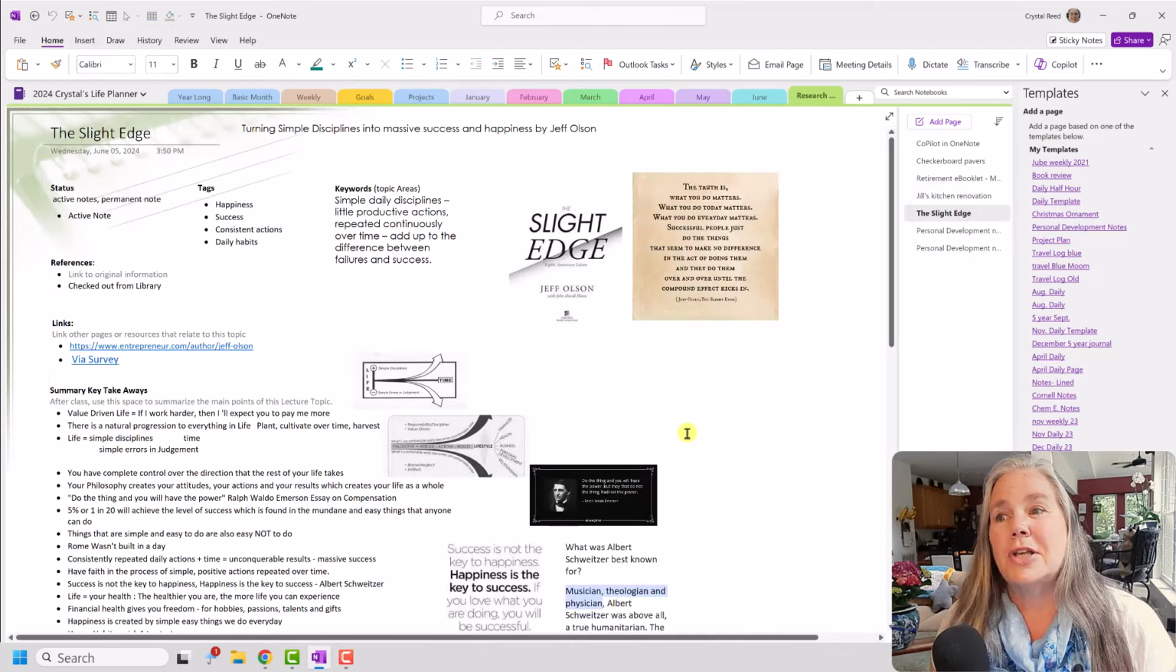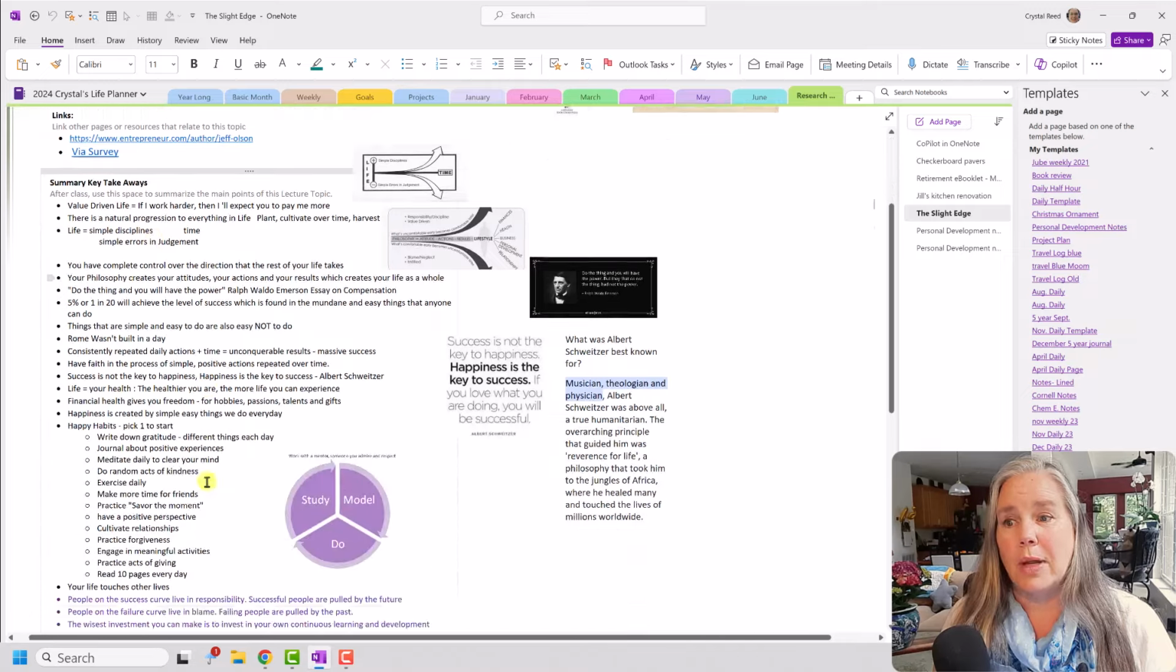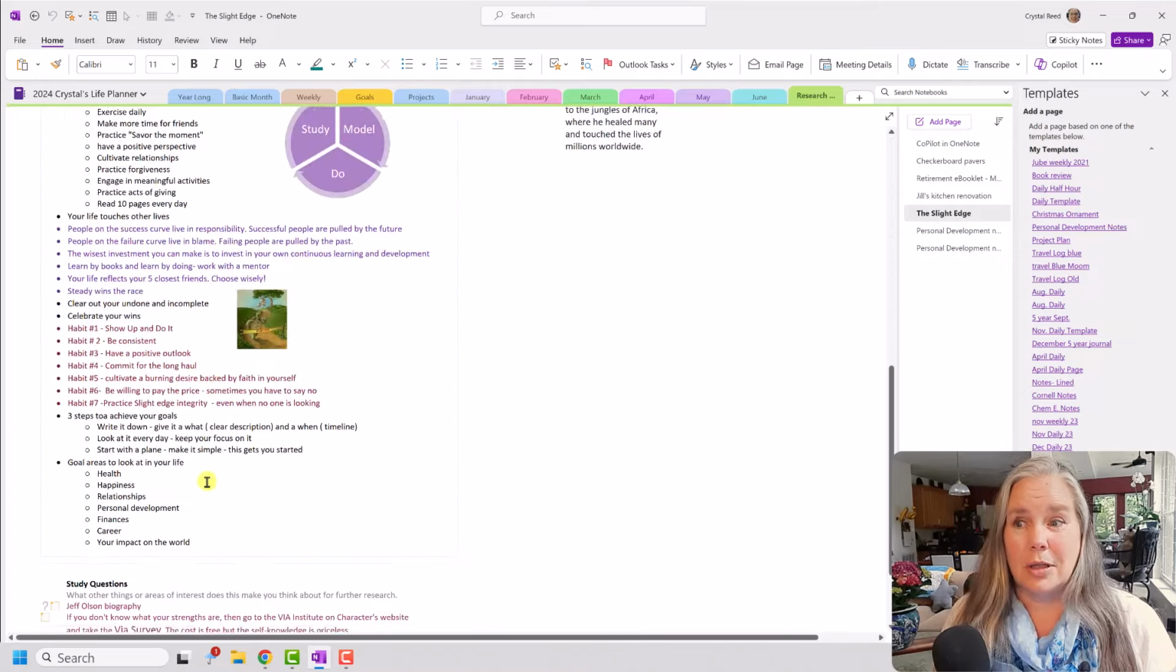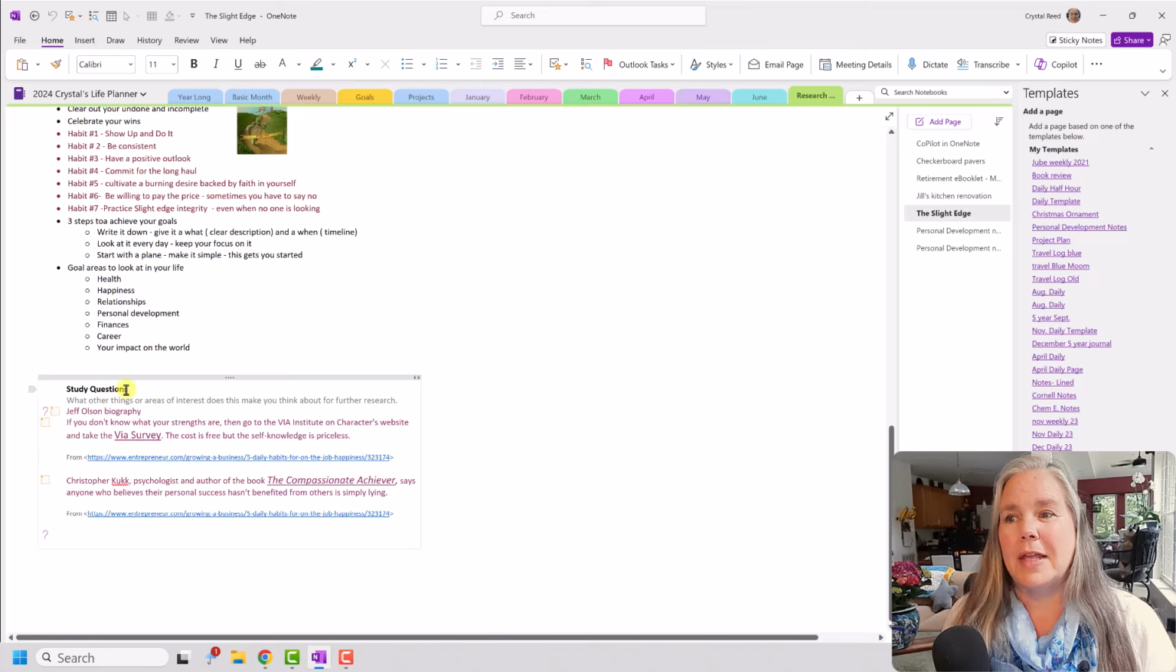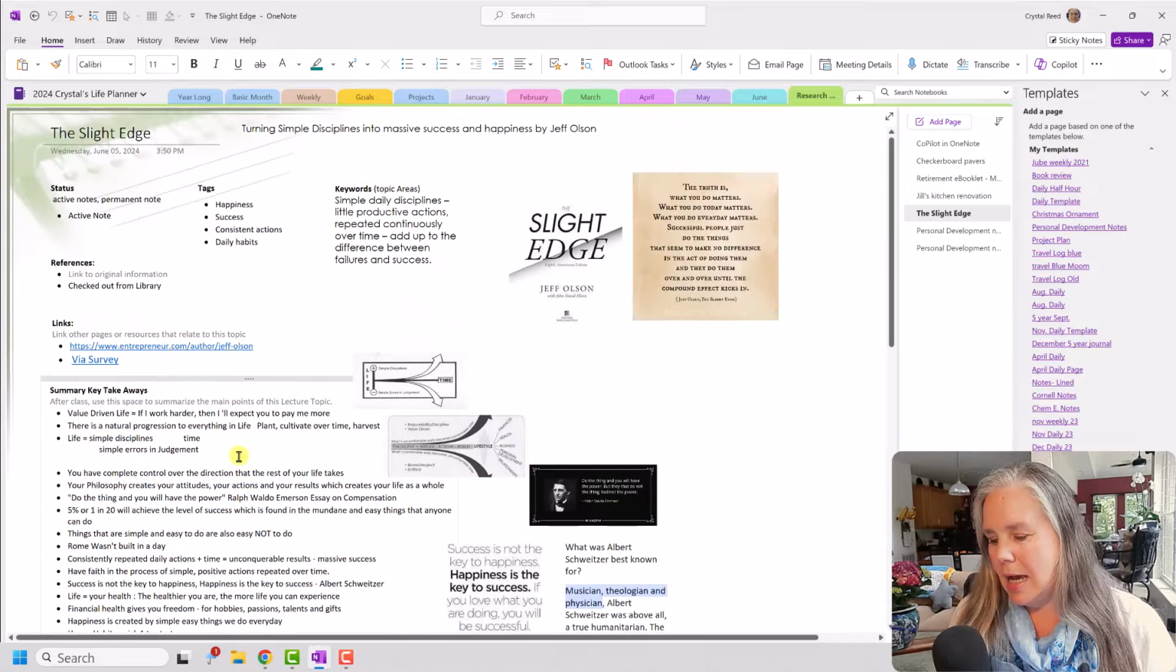All right, so you can see here that I have that basic format. I have my status, my tags, my keywords, references, links, summary, all of that. You see I took a lot of notes on this one. And then I have some study questions, other things that I want to research down here at the bottom, okay? So let's just go through this a little bit. I'm going to zoom in so you can see.